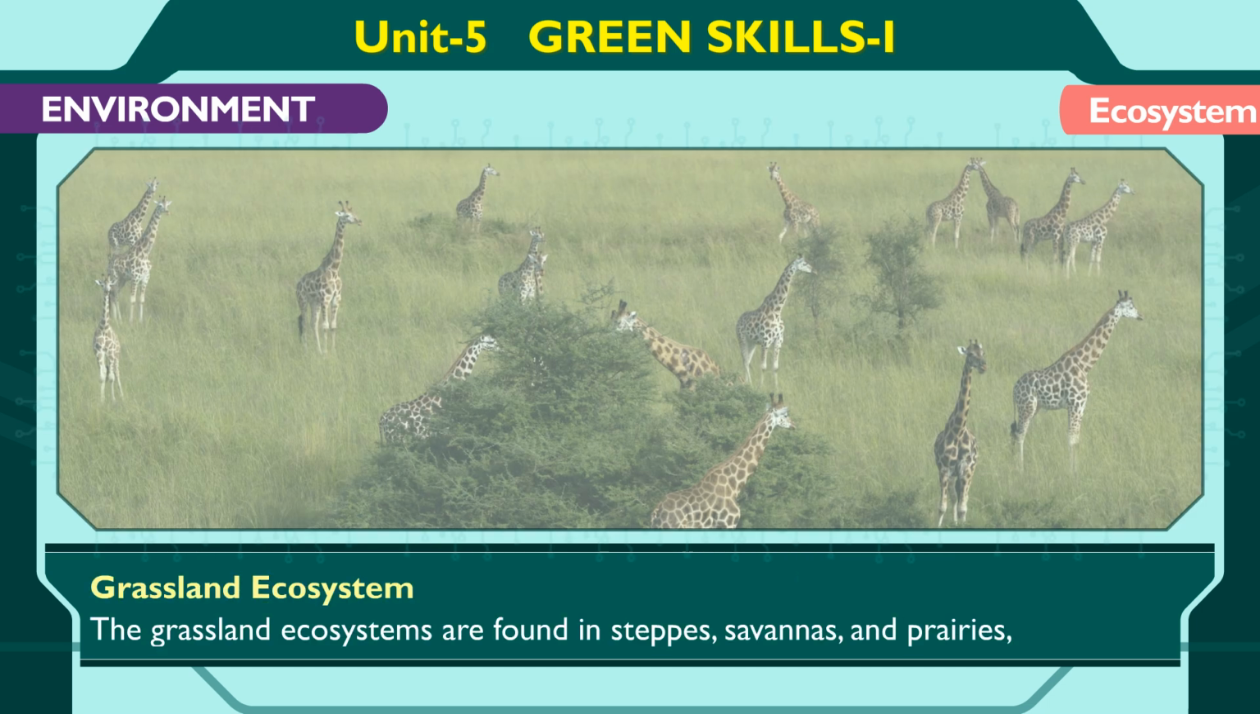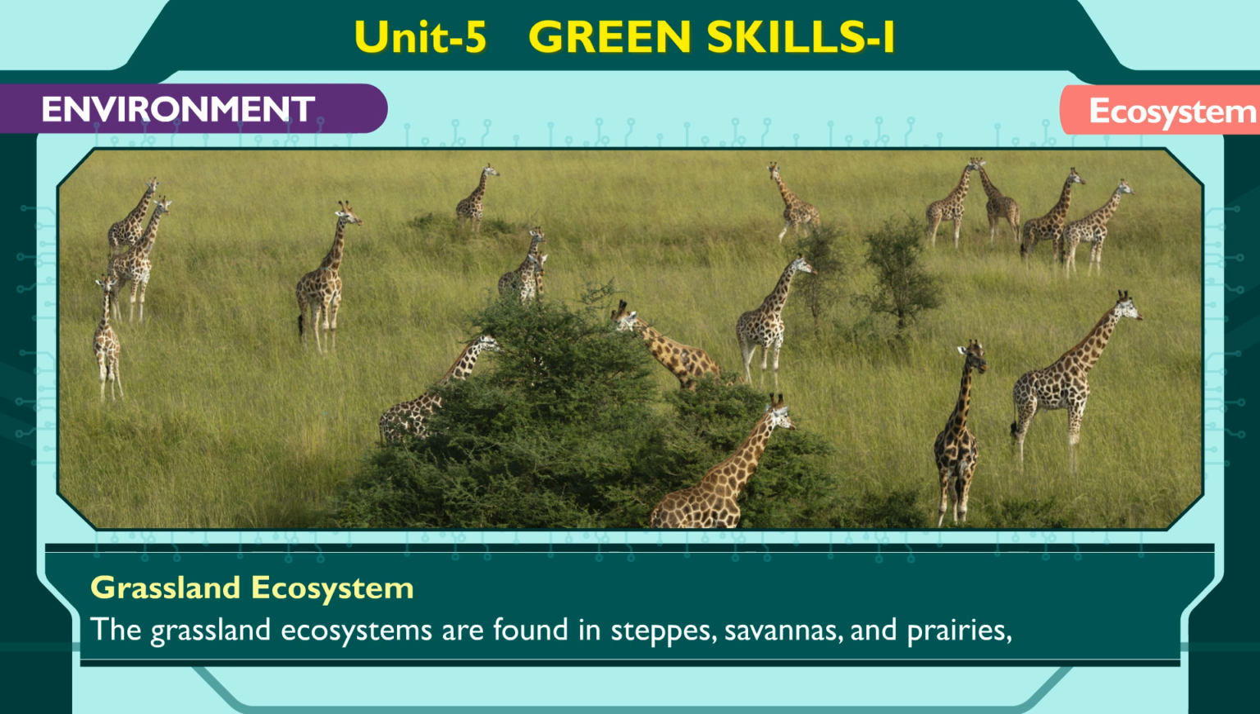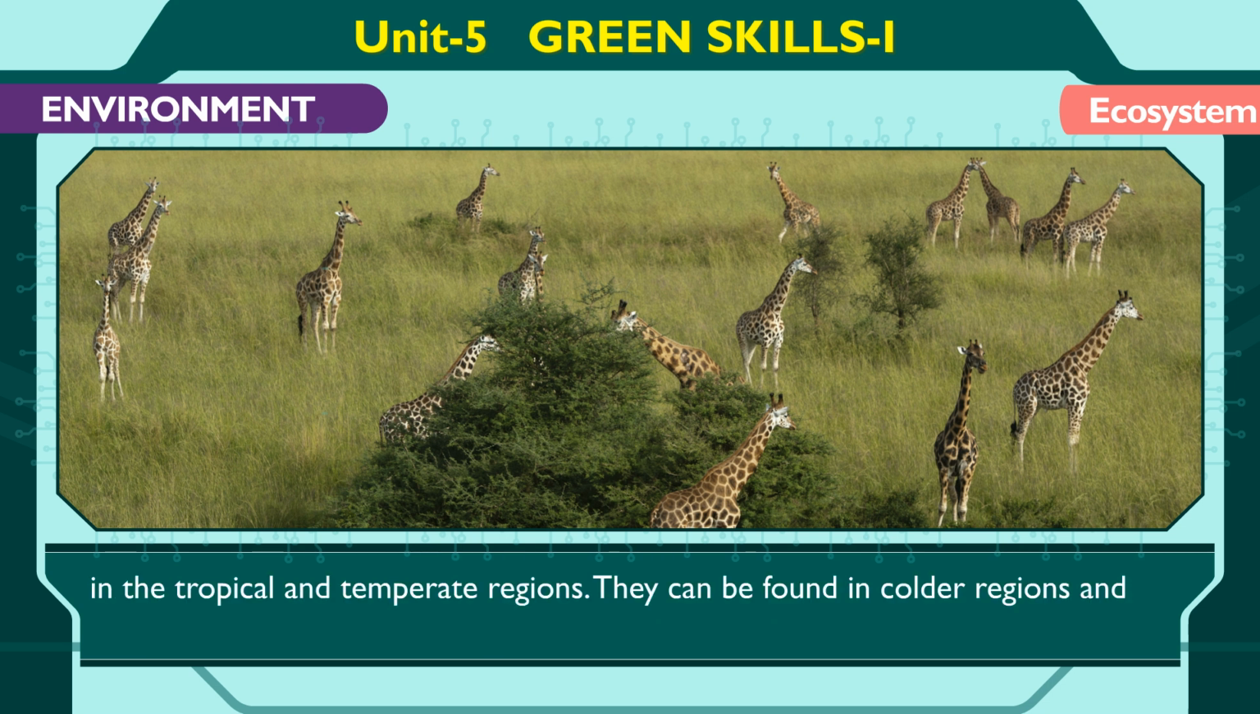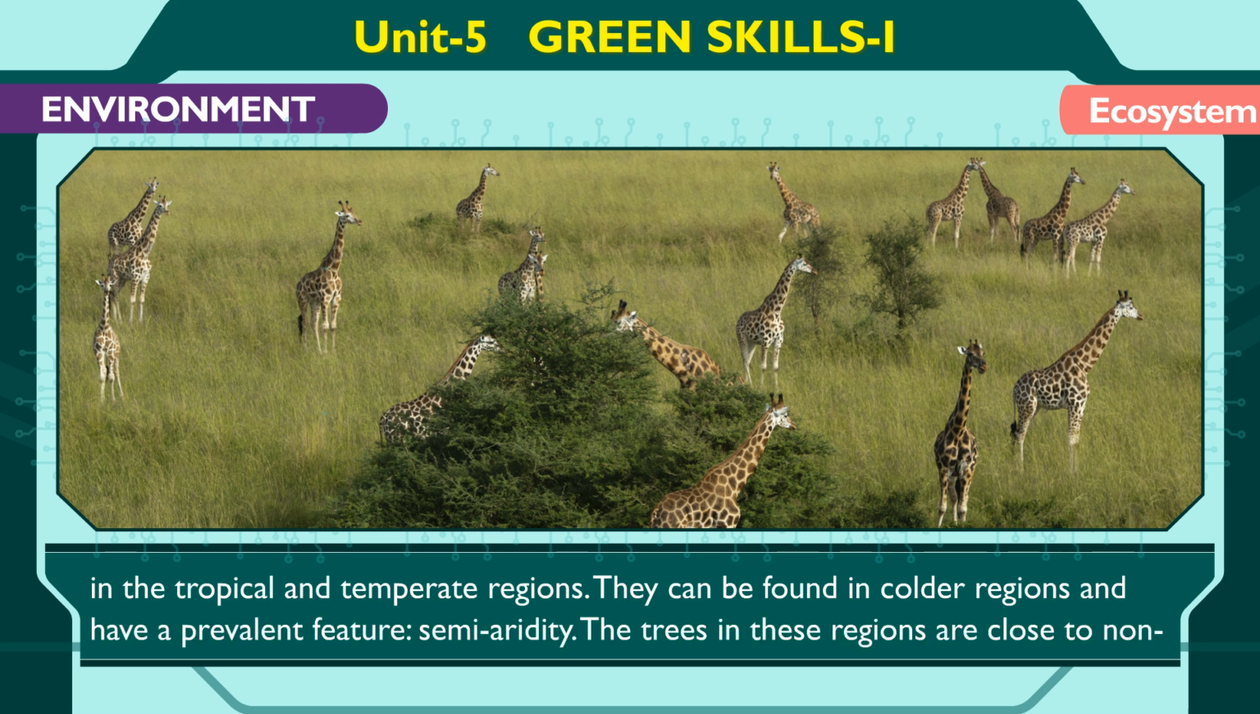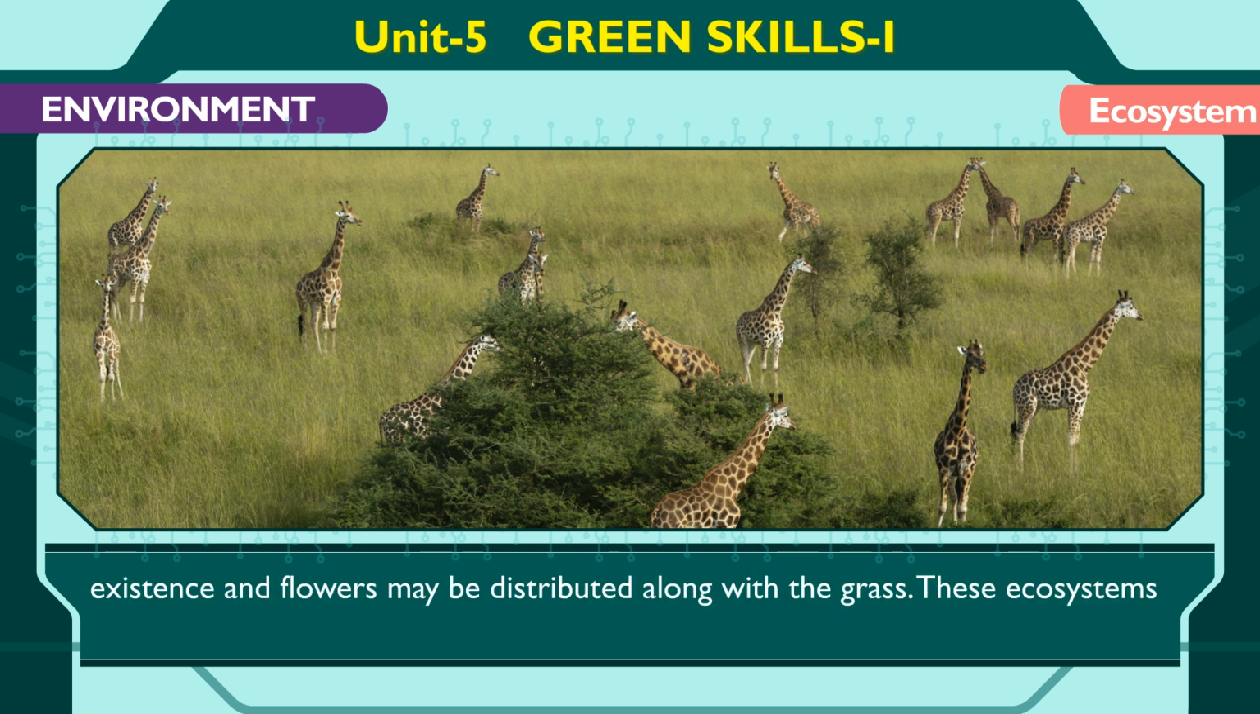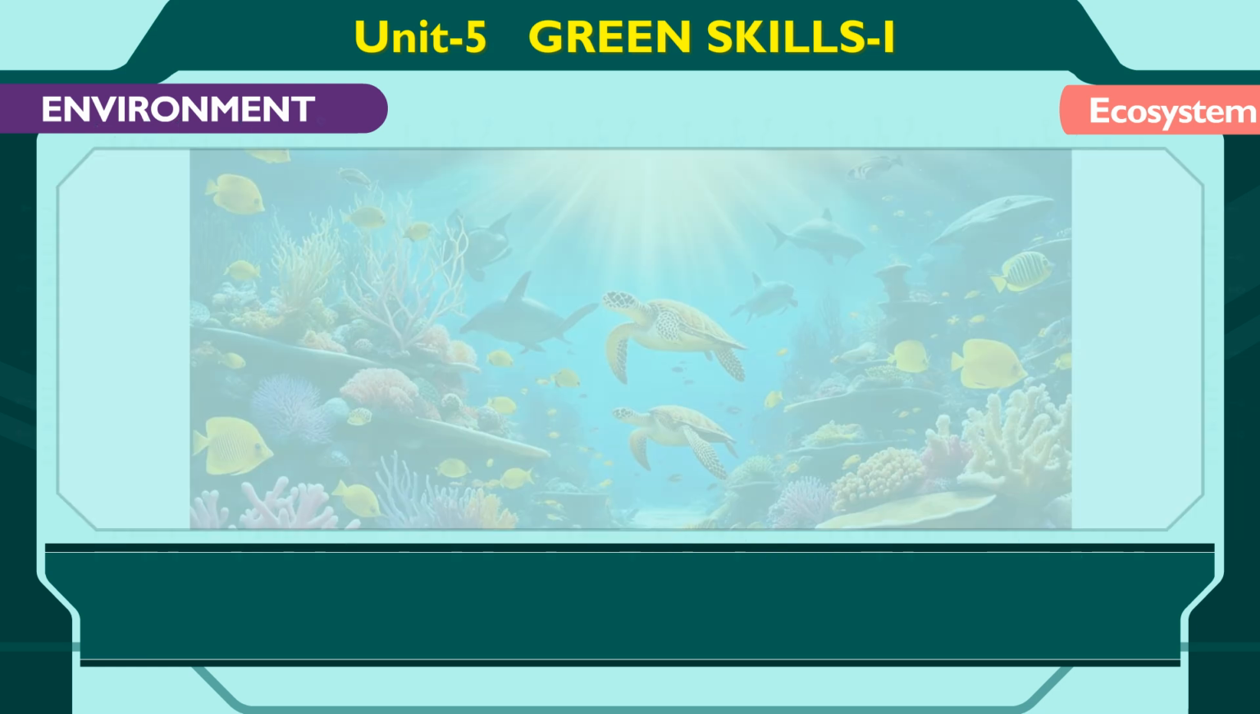Grassland ecosystem. The grassland ecosystems are found in steppes, savannas, and prairies in the tropical and temperate regions. They could be found in colder regions and have a prevalent feature, semi-aridity. The trees in these regions are close to non-existence and flowers may be distributed along with the grass. These ecosystems are typical for animal grazing.